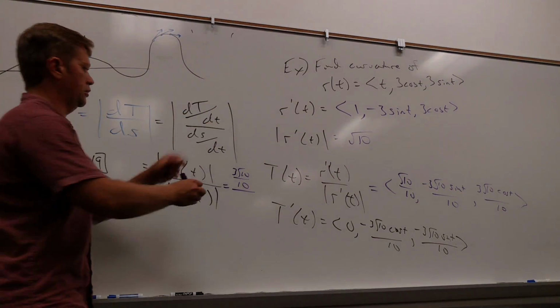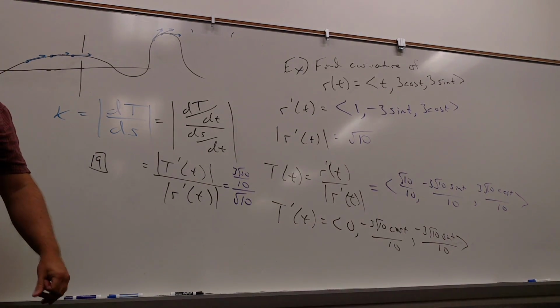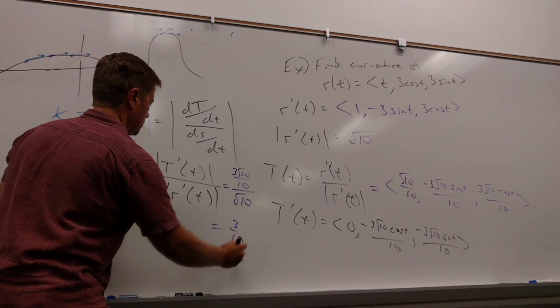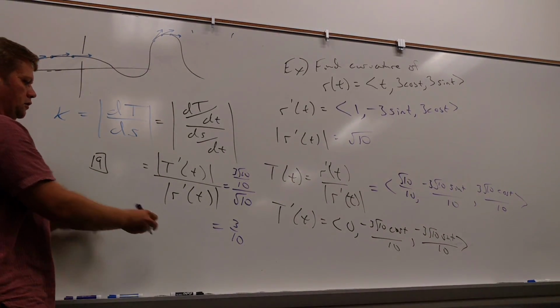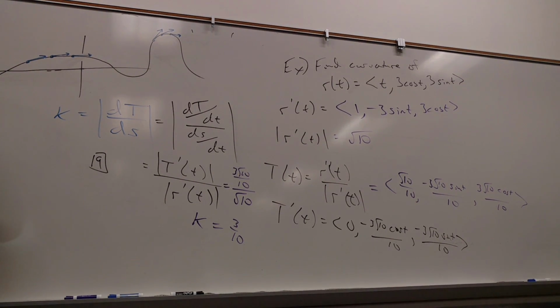Yeah, and the length of that one we already know is rad 10. So 3 3 tenths, I love it. And that is the curvature. That is the curvature. Now, do you see how the curvature itself in this case is constant?